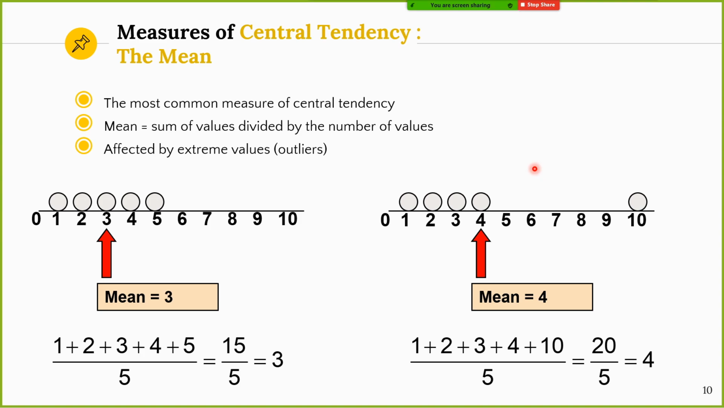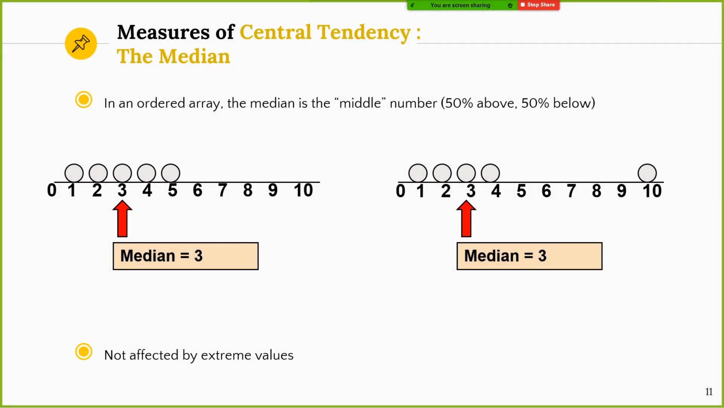On the right side, you can see you also have 5 data, but different numbers: 1, 2, 3, 4, and then you have 10. Just sum these, divided by the sample size that you have, and then you have 4. So the average is 4. Okay. So this is super simple. Okay, so we can continue. The next is the median.